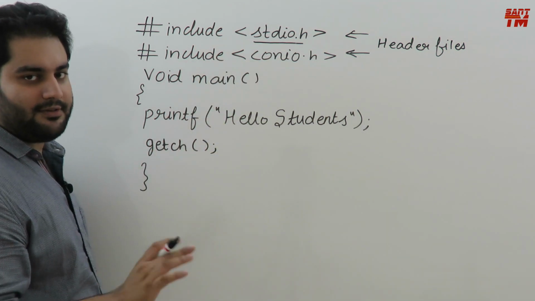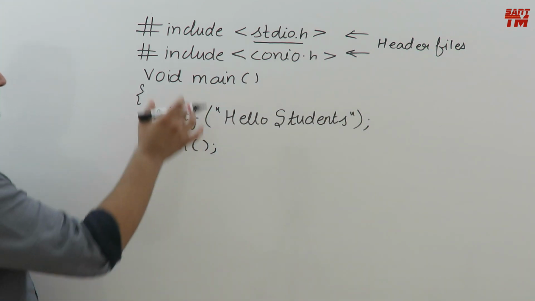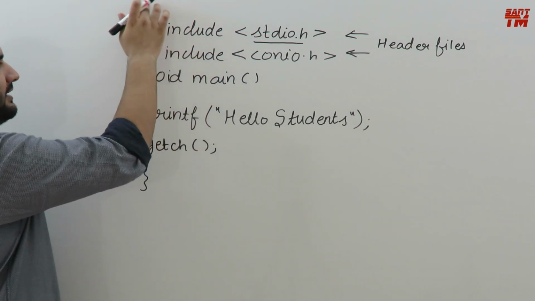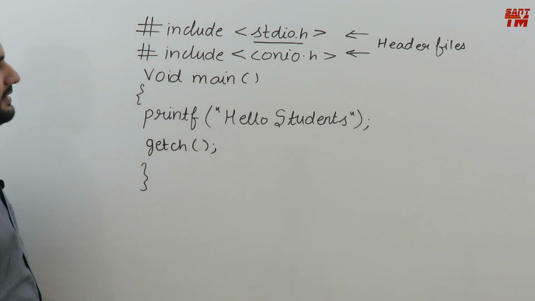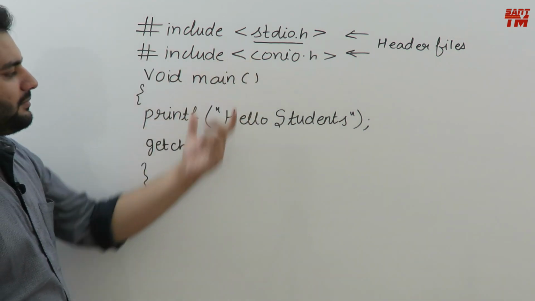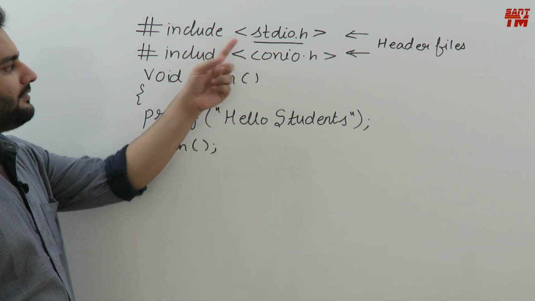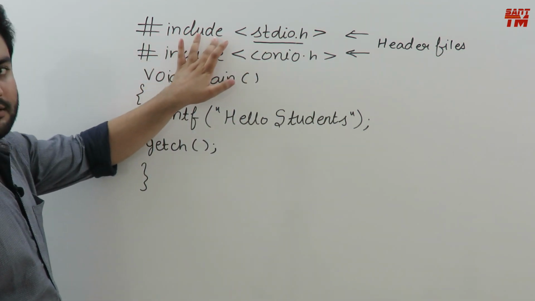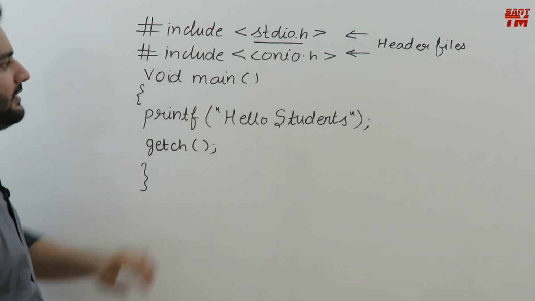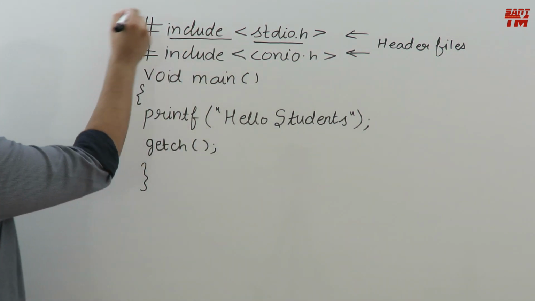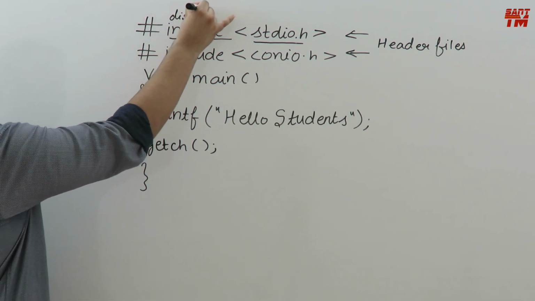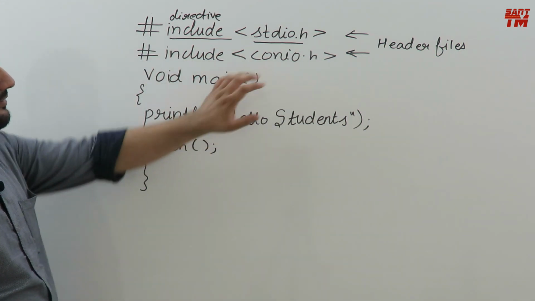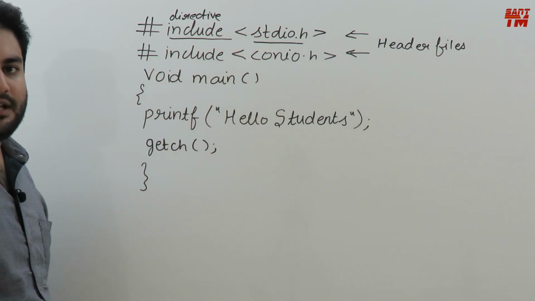Now what are header files? I will explain. First see this program. We have written hash include this header file and hash include this header file. Now what is the meaning of these two statements? These two statements mean that our program will run whenever we include these two header files in our program, because we have written here the include directive. This include word is called the directive. So whenever the include directive is written, it says that we have to include this header file within our program.